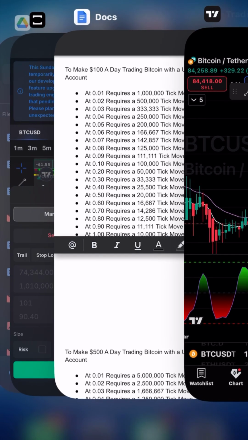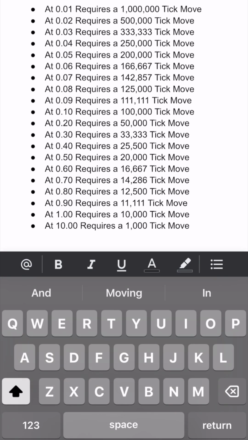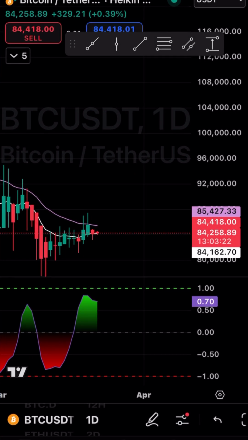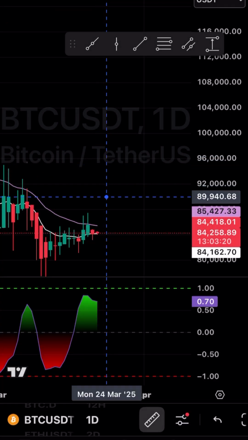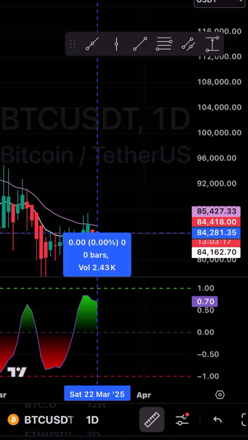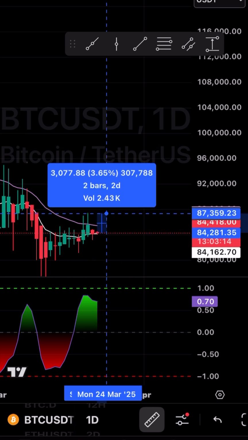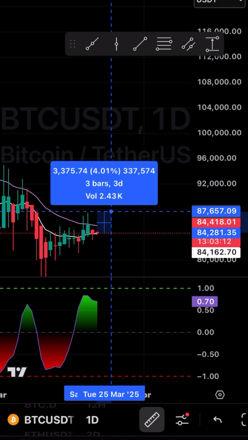So let's real quickly look at 0.03. Now 0.03, you only need 333,000 ticks to make $100. So you only need 333,000 ticks for this one, which is right about, it's right about there. So that small move right there will make you $100. So doing it at 0.03, the odds of you making $100 are more likely than at 0.01.